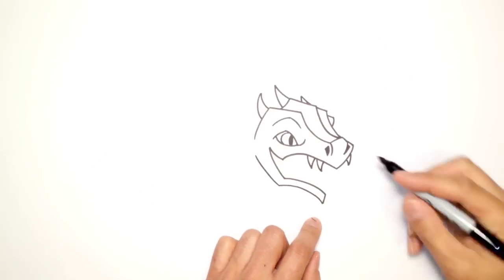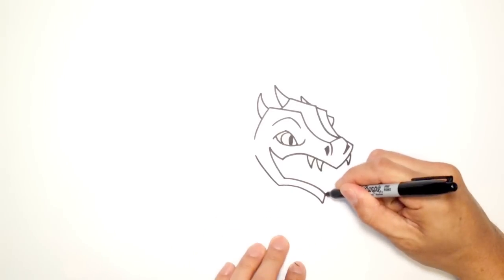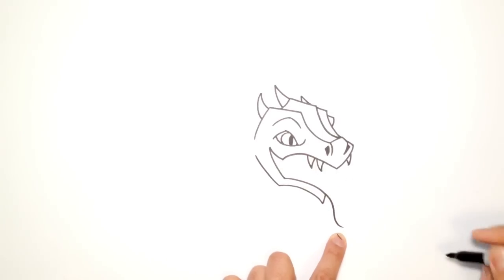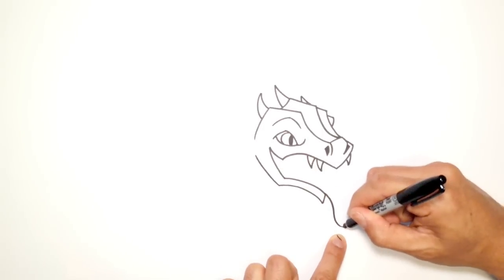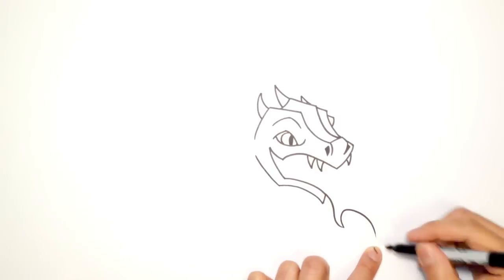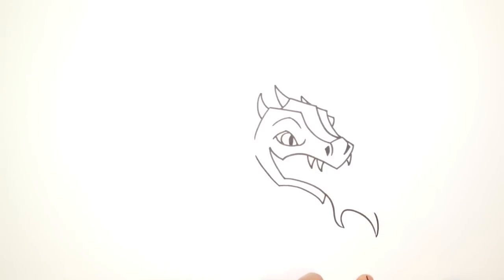Okay, now let's draw some fire. Now fire can be pretty tricky to draw, but I'm just going to simplify it for you. So from this point, I'm going to curve in the opposite direction, kind of like a backwards S. And then from here, I just want to curve around and bring it around like that. And from this point, I'm just going to curve in and stop right there.